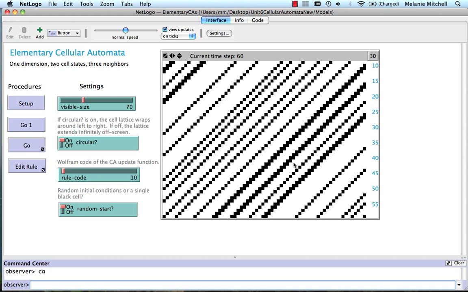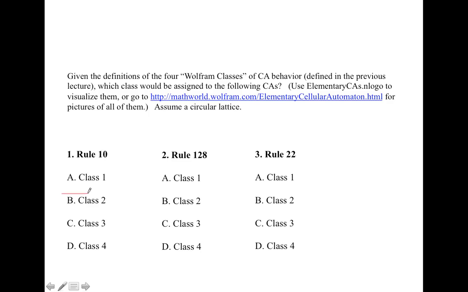It's relatively simple. And if we have a circular lattice, of course, the whole thing will repeat eventually. But the more important thing is that this pattern is repeating itself. The correct answer for this one was B. Now let's look at 128.